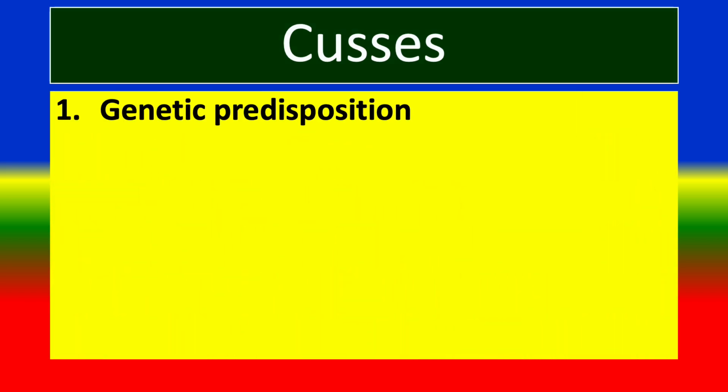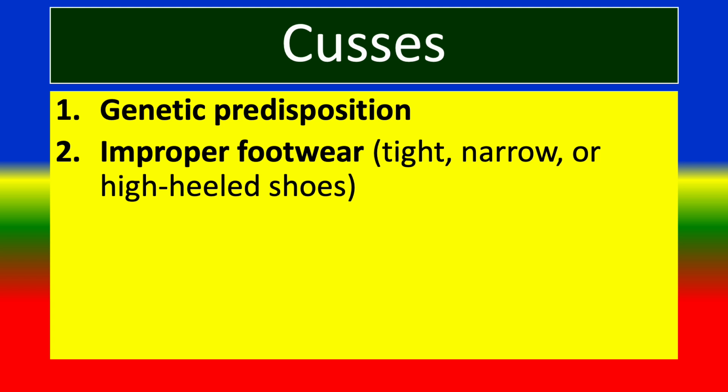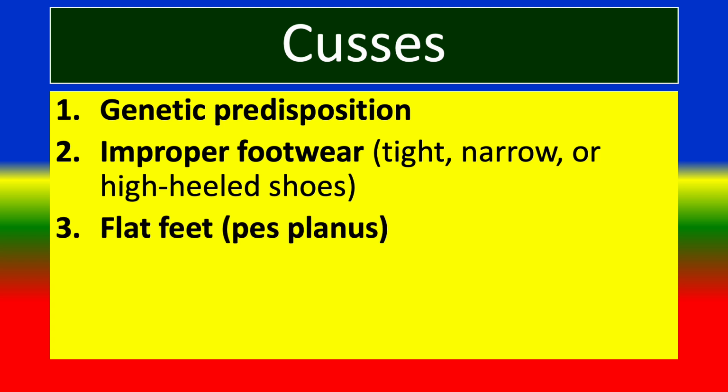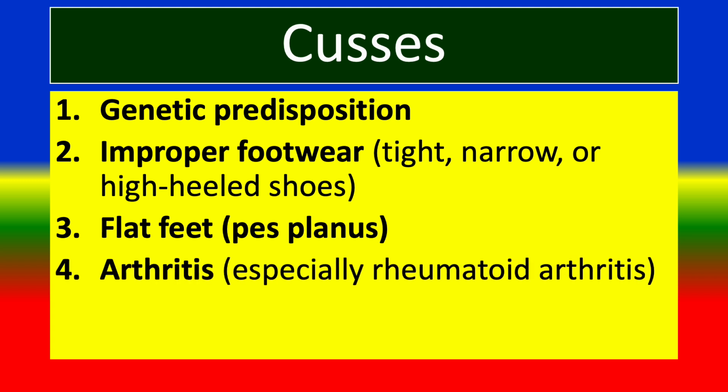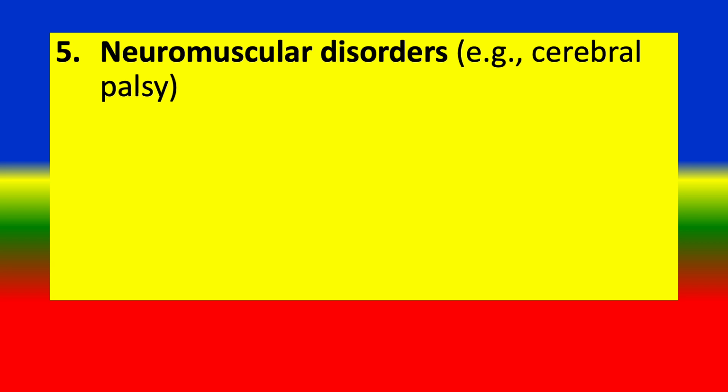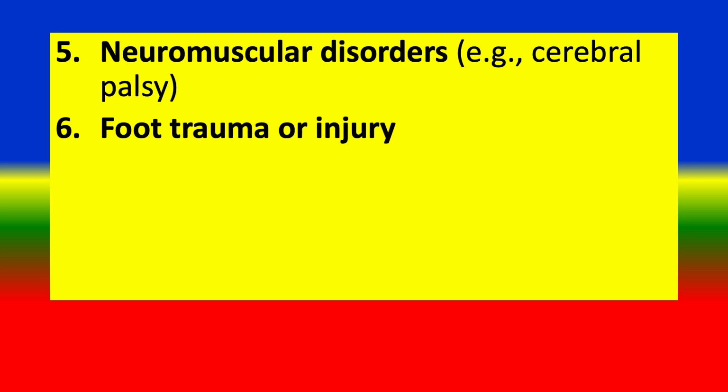Causes: 1. Genetic predisposition. 2. Improper footwear, tight, narrow or high-heeled shoes. 3. Flat feet, pes planus. 4. Arthritis, especially rheumatoid arthritis. 5. Neuromuscular disorders, for example cerebral palsy. 6. Foot trauma or injury. 7. Ligamentous laxity.